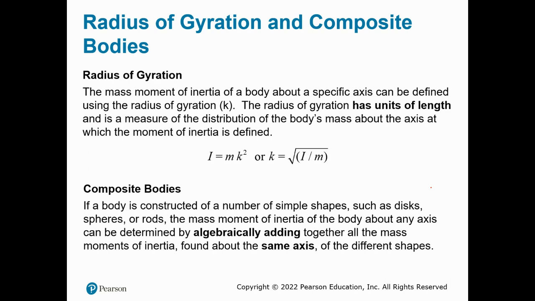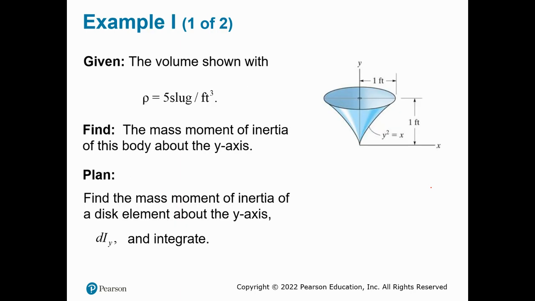Composite bodies: if the body is constructed of a number of simple shapes, such as disks, spheres or rods, the mass moment of inertia of the body about an axis can be determined by algebraically adding together all the mass moments of inertia found about the same axis for the different shapes. Let's take a look at some examples together.